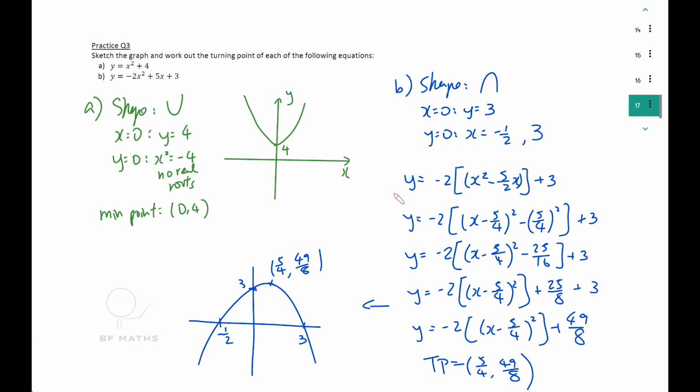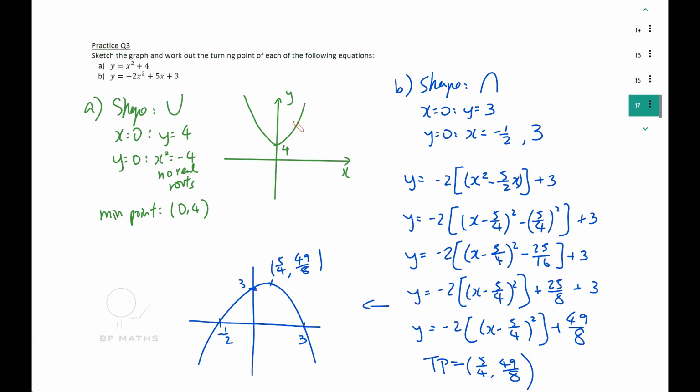So here are the answers. Question A, shape is U. When x is 0, y equals 4. When y equals 0, you realize there's no real roots. The minimum point means completing the square is done for you. So it's 0, 4, which is also the y-intercept. Therefore, it looks like this.